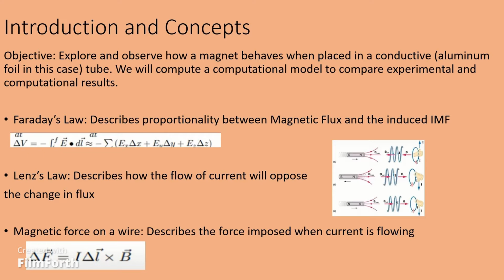Some of the concepts that we're using are things we've been seeing over the past weeks. Faraday's Law, which describes the proportionality between the magnetic flux and the induced EMF. Lenz's Law, which describes the flow of the current: it will oppose the change in flux. And then the magnetic force on the wire, in the formula there, which describes the force imposed when a current is flowing through a wire.